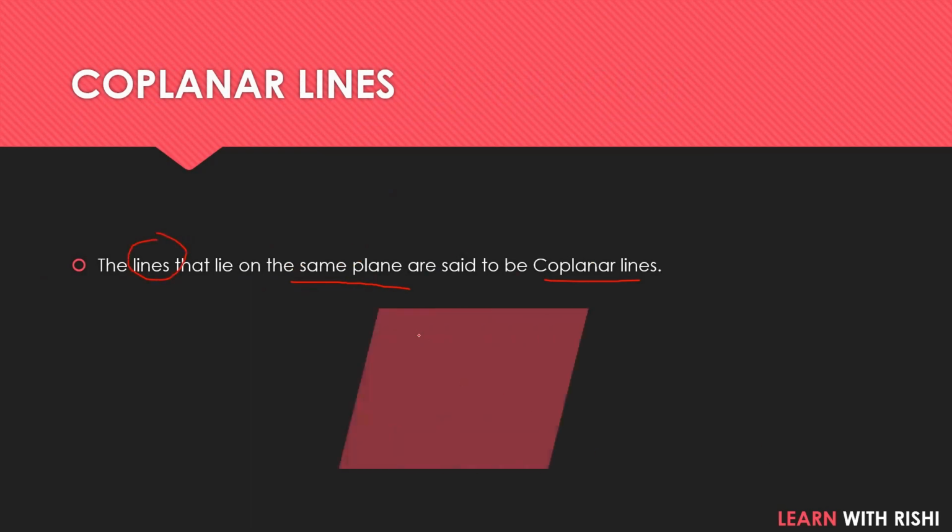For example, this is my plane, and here I am drawing a set of lines. These are my lines: line L, line M, and line N. So these are my 3 lines. All these 3 lines lie on the same plane, on the same portion of the surface, so all these 3 lines are coplanar lines. I hope you understood the difference between lines and coplanar lines.